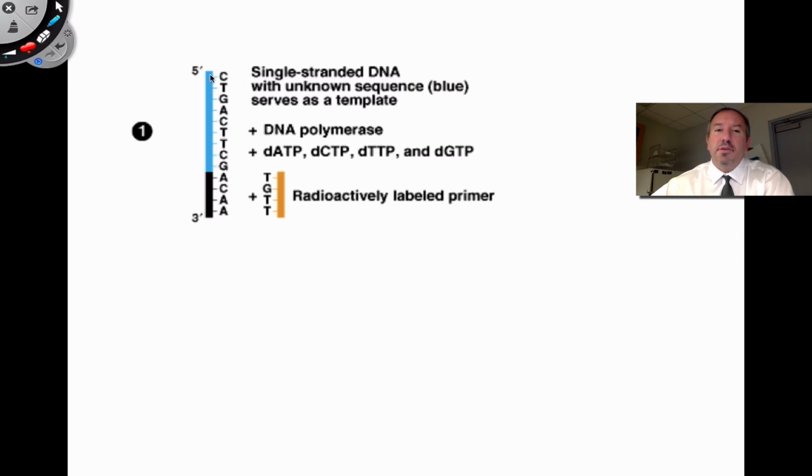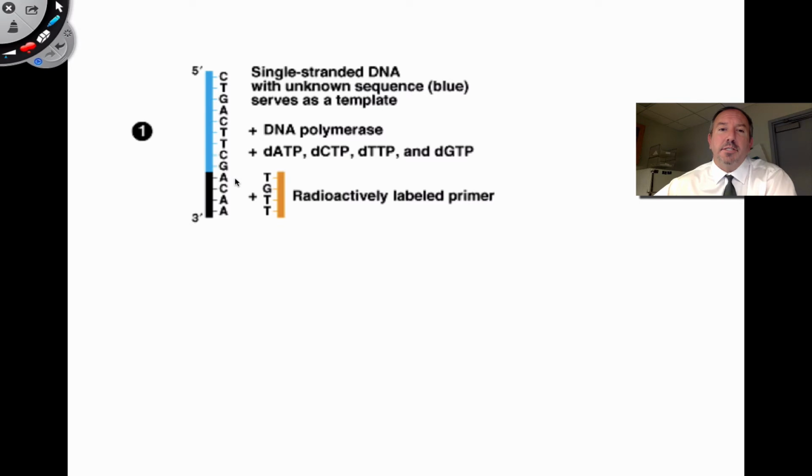Well, first off, you need to have your template. So this is your DNA that you want to sequence right here in blue. Okay, so what you have to do is you need a primer. So you need to know a little bit about the area that you're going to be sequencing upstream of the unknown area. So you create a primer that will anneal or attach to this particular area. So this is just sort of like normal PCR if you're interested in amplifying a piece of DNA.